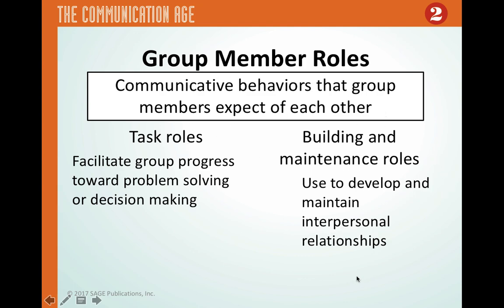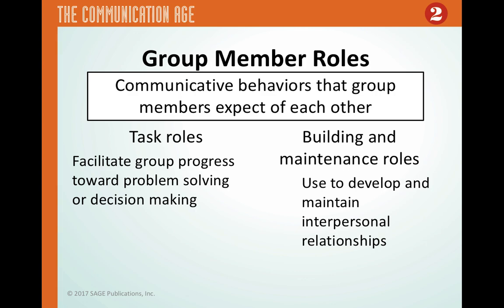Group member roles, there are always going to be 2 things that are continually balanced, and that's task roles and building and maintenance roles. And there are communicative behaviors that group members expect of each other in order for these roles to take place. Task roles is anything about facilitating group progress towards problem solving or decision making. This is the tasks at hand. What are you doing communicatively to accomplish those tasks and get those things done?